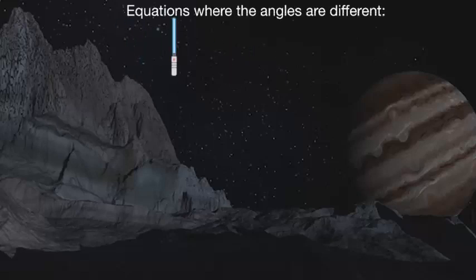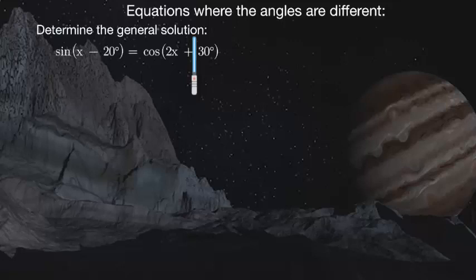In today's equations we're looking at functions where their angles are different and we're still going to determine the general solution. Now here is our example. We are given a sine of an angle which is equal to the cosine of a completely different angle. Can you see this one is not the same as that one?